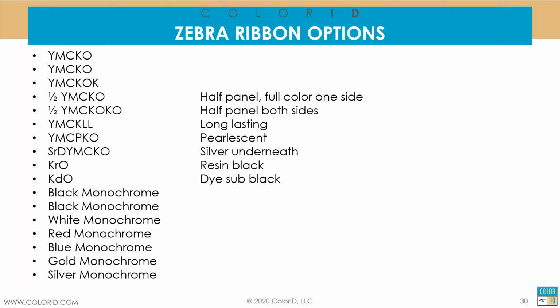So you can pay a little more and get that LL Pearlescent. So if you want a color with a little overlay of sheen to it, there's another one with the silver underneath the printing, so it kind of shines through. Resin black with an O panel, and then dye sub black as a black, because normally dye sub is done as YMC, so it's usually a combination of 3 colors. Here it's a dye sub K, which is kind of unusual.